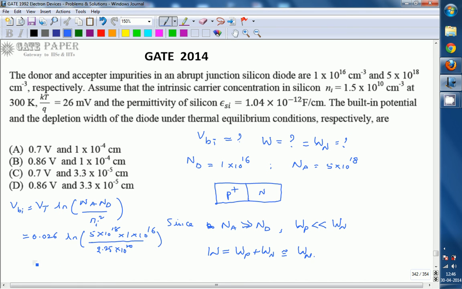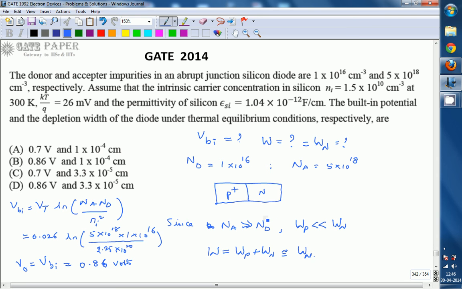If you do this calculation and simplification, you will get V0 or VBI equal to 0.858, actually 0.858, which you can round up to 0.86 volts. So 0.86 volts is the built-in potential. Then we are going to calculate the width of the depletion region.